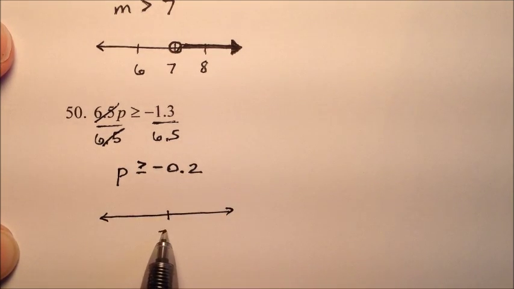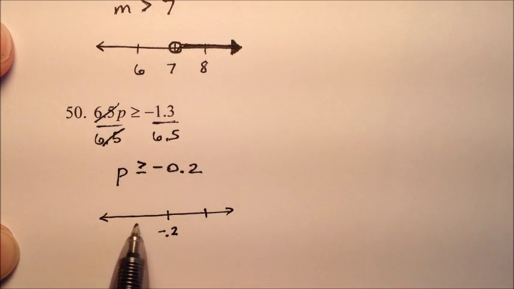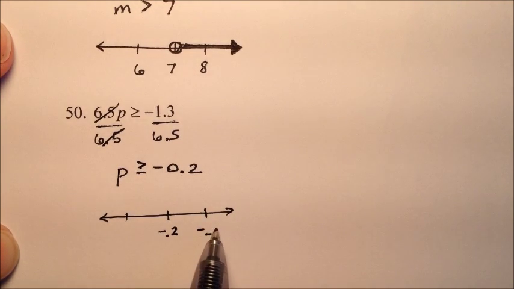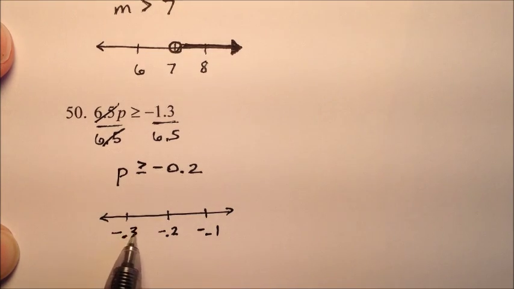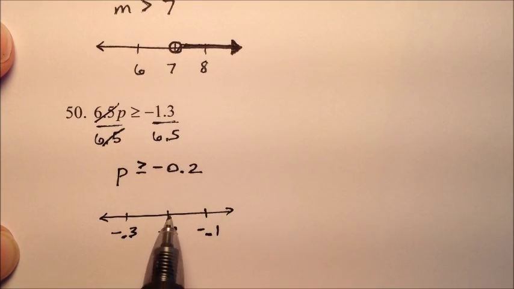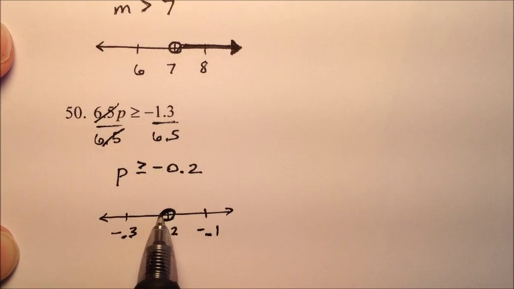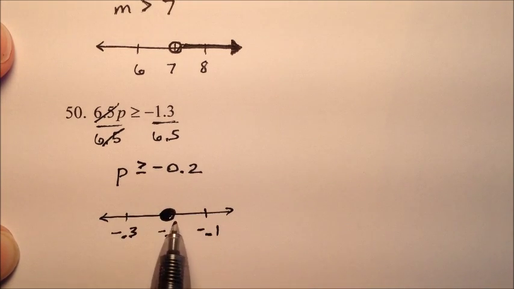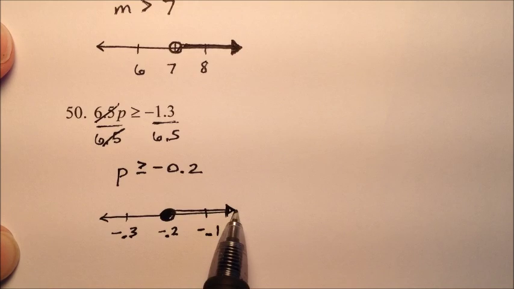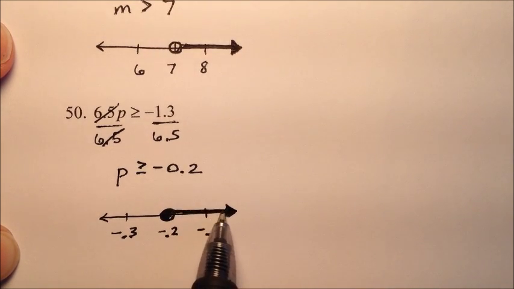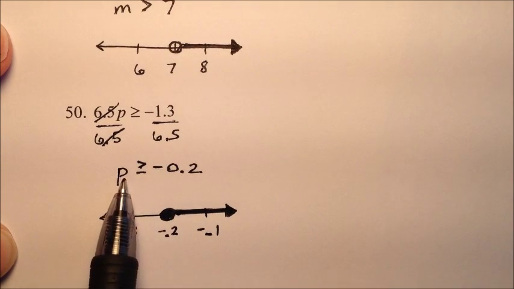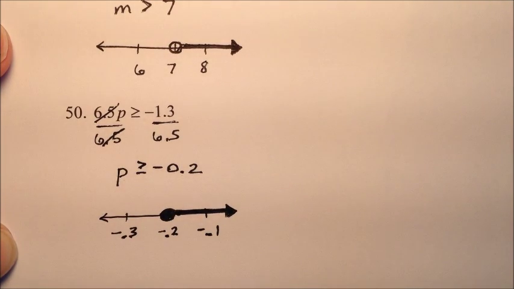So in the middle we have negative 0.2. When we go 1 to the right, it'll be negative 0.1, and 1 to the left will be negative 0.3. And now we have a closed circle at negative 0.2, since we have the equal sign right there. And then we have a line extending to the right because it's greater than. So I'm going to fill in the arrow, shade the line, and I have for a solution p is greater than or equal to negative 2/10. And my closed circle is at negative 2/10 with a line extending indefinitely to the right. So that completes that set of 10.